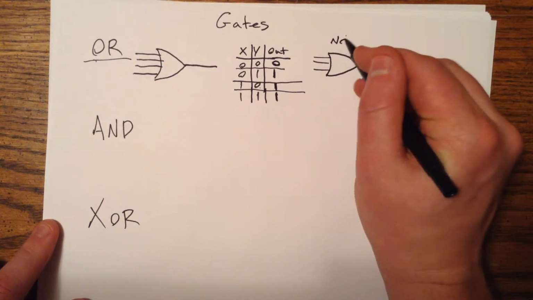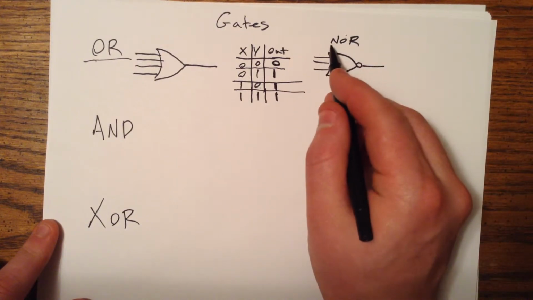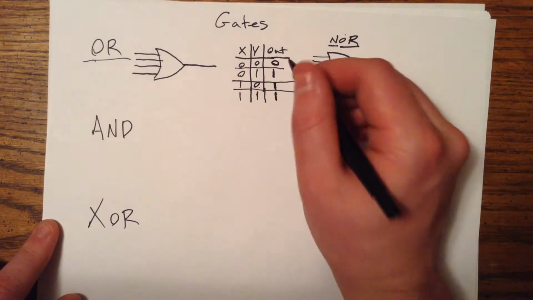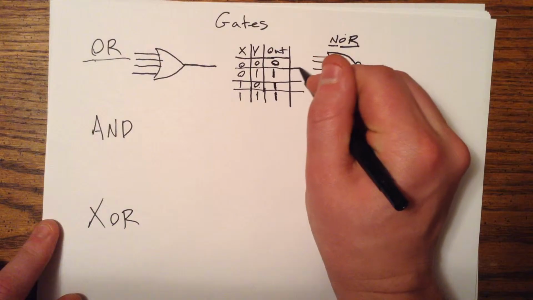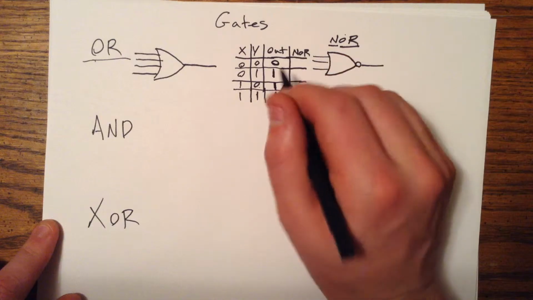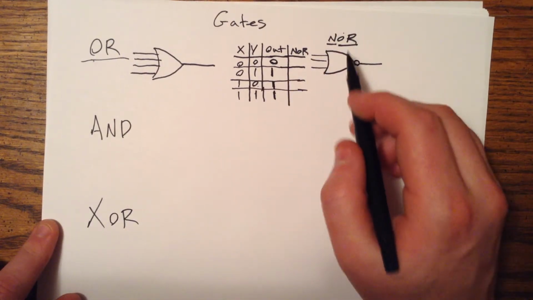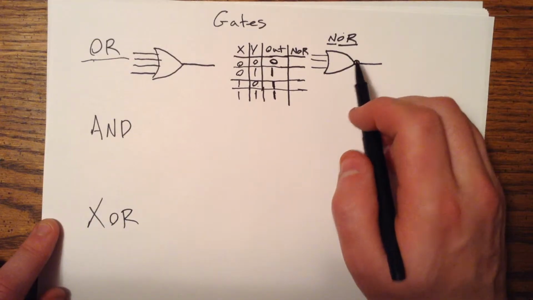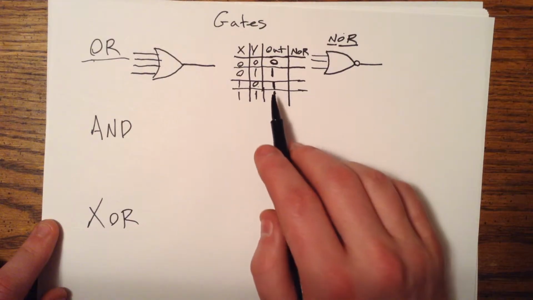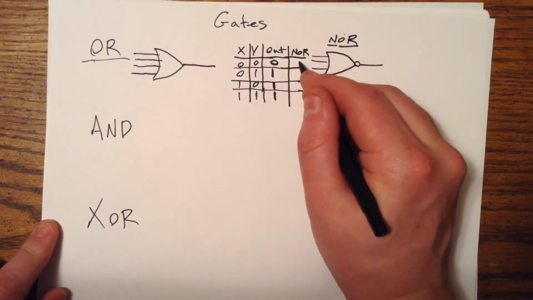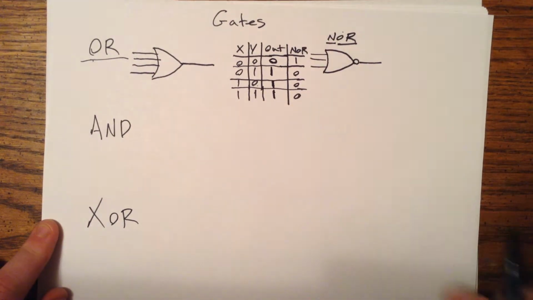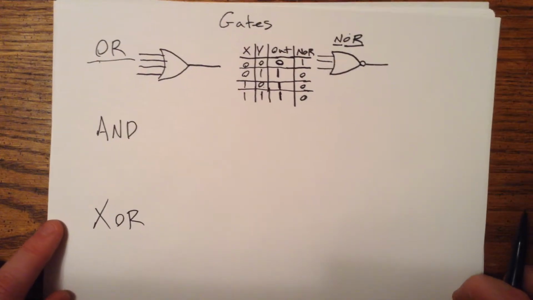The NOR gate, which is short for not OR gate, has the complete opposite truth table. So if we add another column onto this, we could call it NOR, which is the notted output of the OR gate. When you not an output, you just change all the zeros to ones and the ones to zeros. So for the NOR gate here, we can go 1 0 0 0. So that's our basic truth table for the OR gate and the NOR gate.